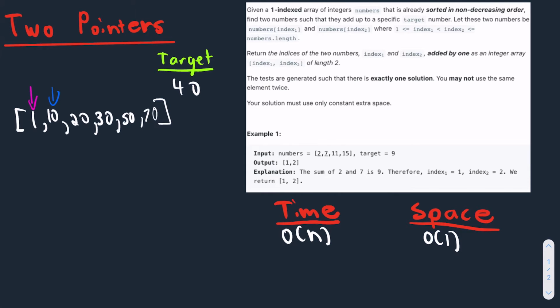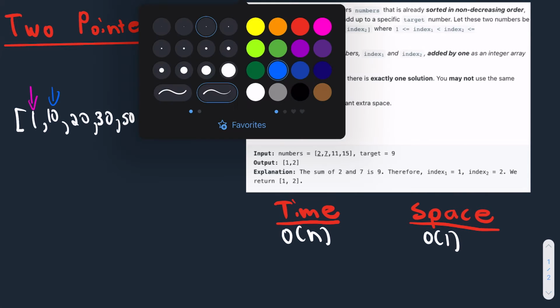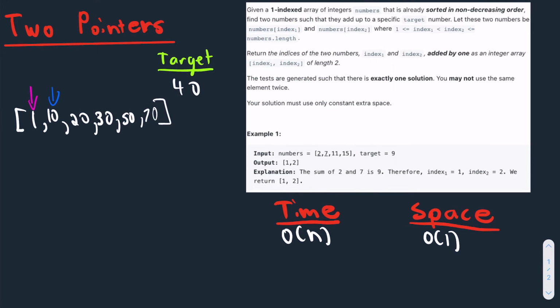target. So essentially over here we'll consider this pointer 1 and this pointer 2, and what we'll do is we'll consider the sum of these two values. So in this case it would be 11, and then we'd move the pointer, and then we get 21, move the pointer, 31, move the pointer, and then get 51. But at this point, what's important to note is we've already passed our target value.